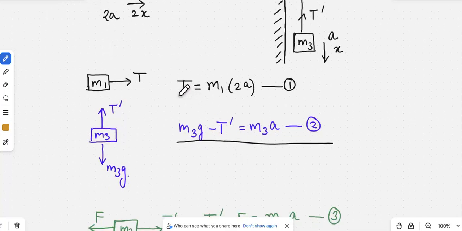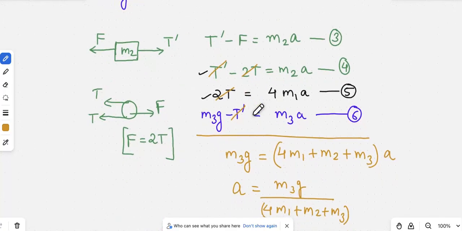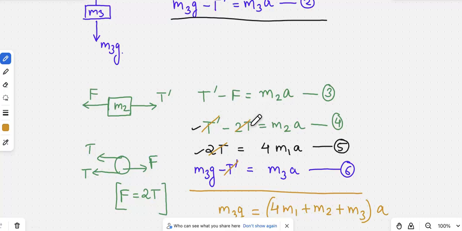So if you put this value of a in these equations, you will get the tension. You can put the value of acceleration in this, you will get tension T, and to get the tension T dash, you have to put it in this equation because T is already known to you, right? Okay.